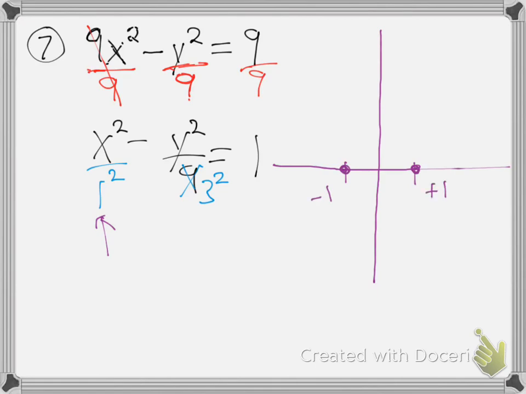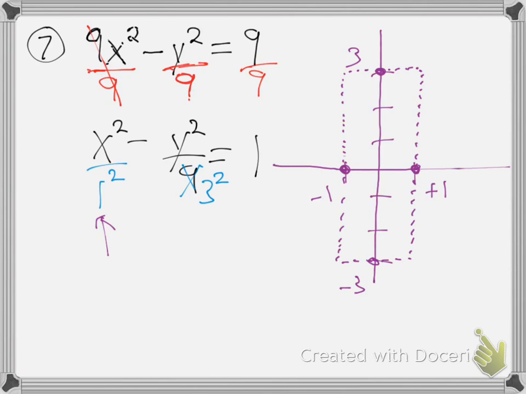We good? And what do we have underneath Y? 3 squared. So I'm going to go up 3, down 3. And then make your dotted box. It's going to be a tall, thin box. Like that. And then put in the big old X.